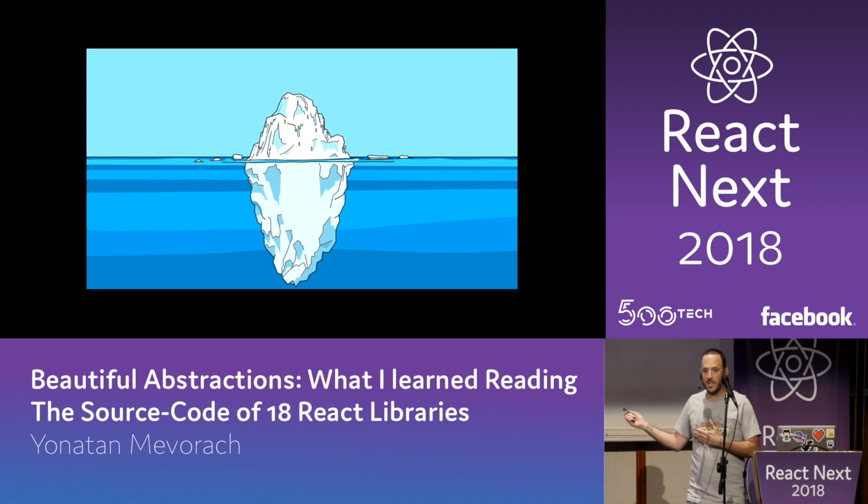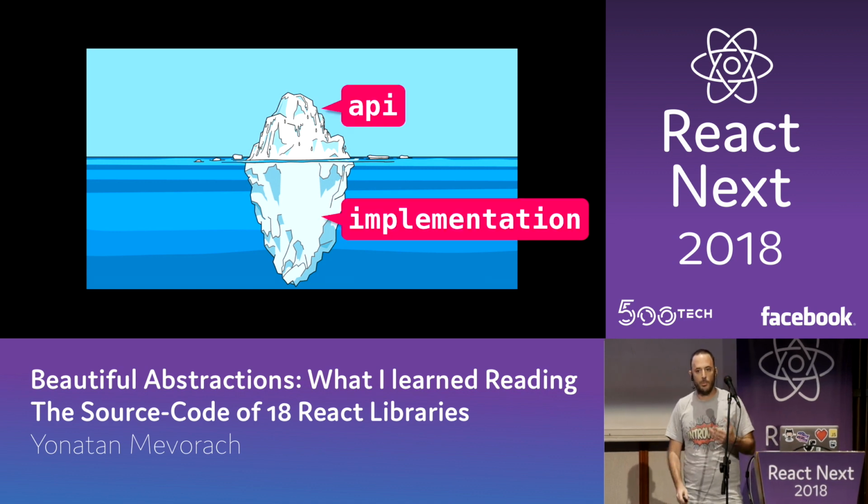So this is an iceberg diagram. Every presentation has to have at least one iceberg diagram. And in our iceberg diagram, when we talk about a library, we have its external API, which is the code that you actually use, that you integrate into your own code. And we have the hidden implementation of the library, which is the code that unless you make the effort to go take a look at, then you don't really have to.